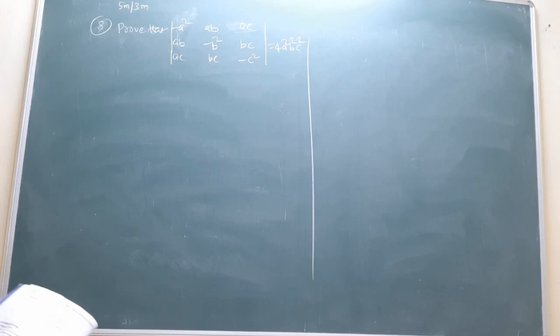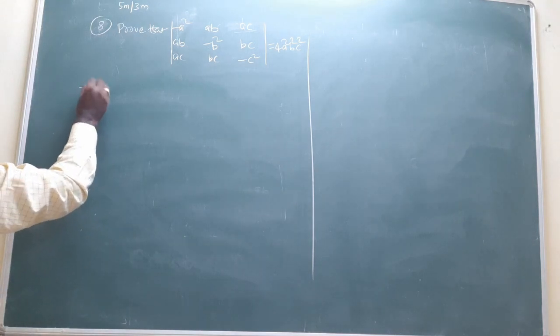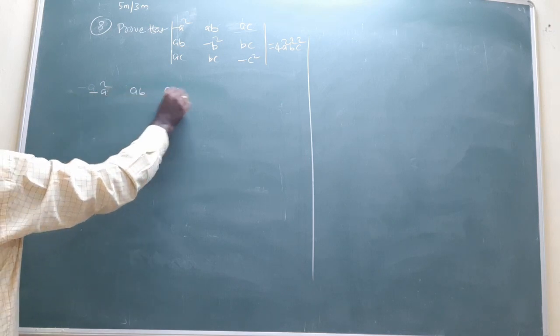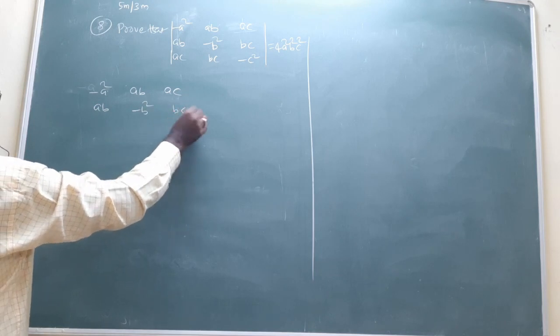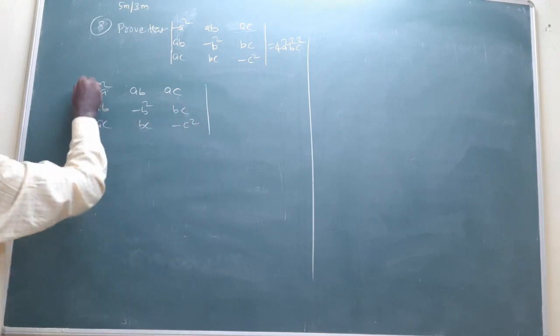Question number 8. This is also a 5 mark or 3 mark important question. Prove that the determinant of minus a square, AB, AC; AB, minus b square, BC; AC, BC, minus c square equals 4 times a square b square c square. Now start with the question. This is the question, no?